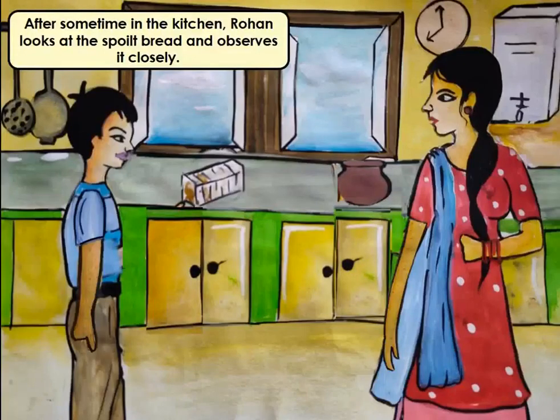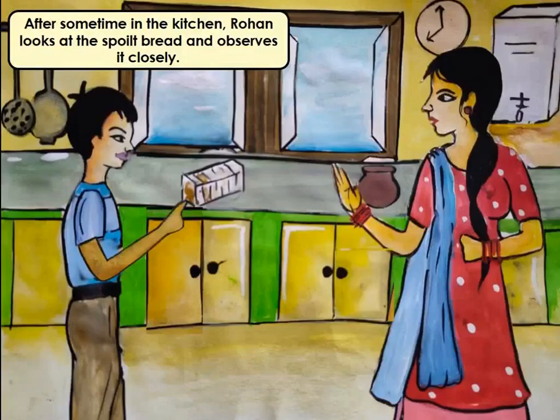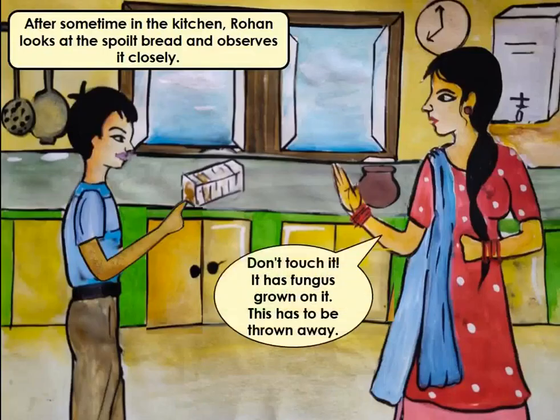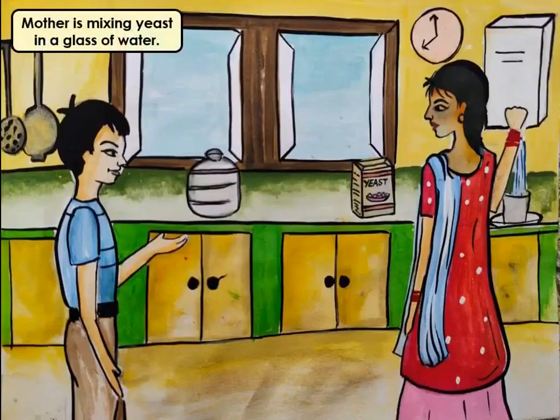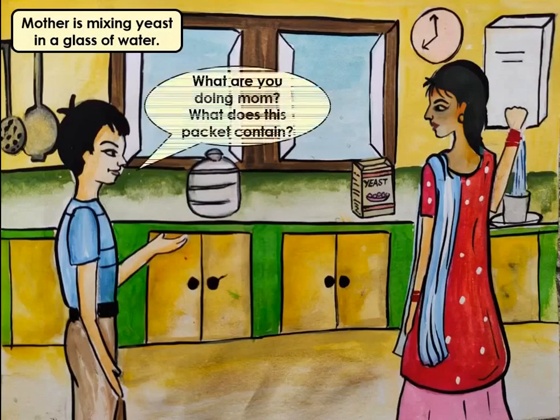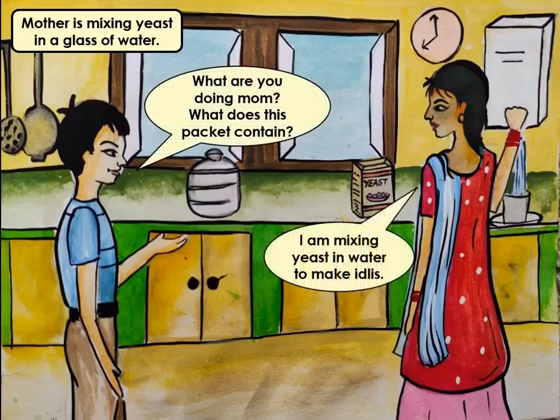After some time in the kitchen, Rohan looks at the spoiled bread and observes it closely. Don't touch it, Rohan. It has fungus grown on it. This has to be thrown away. Okay, Mama. Mother is mixing yeast in a glass of water. What are you doing, Mama? And what does this packet contain? I'm mixing yeast in water to make idlis, my son.